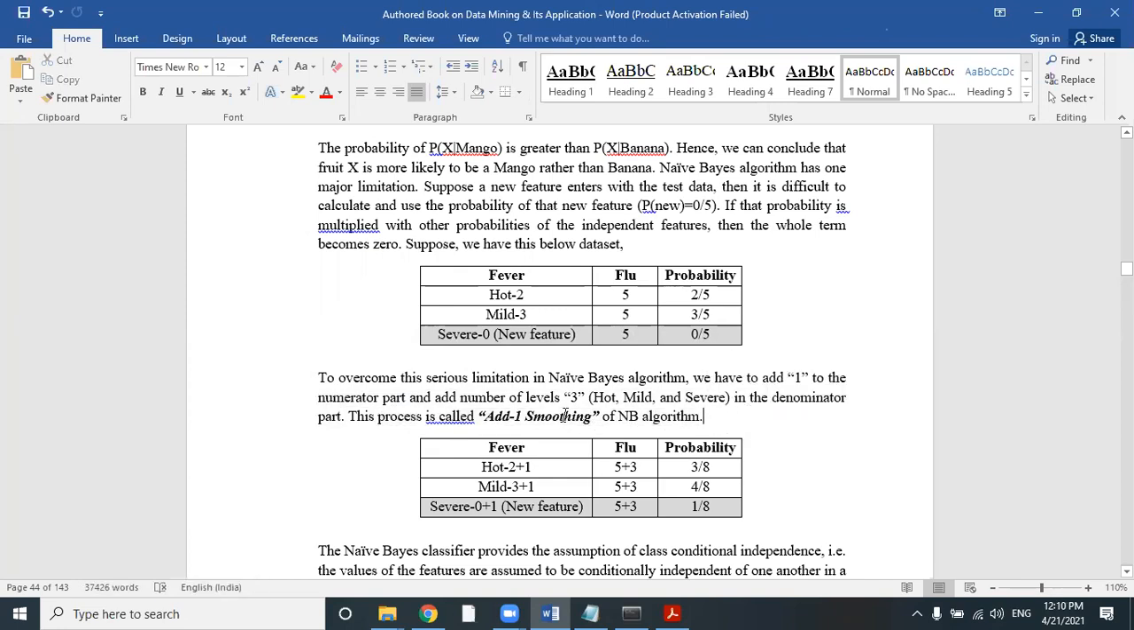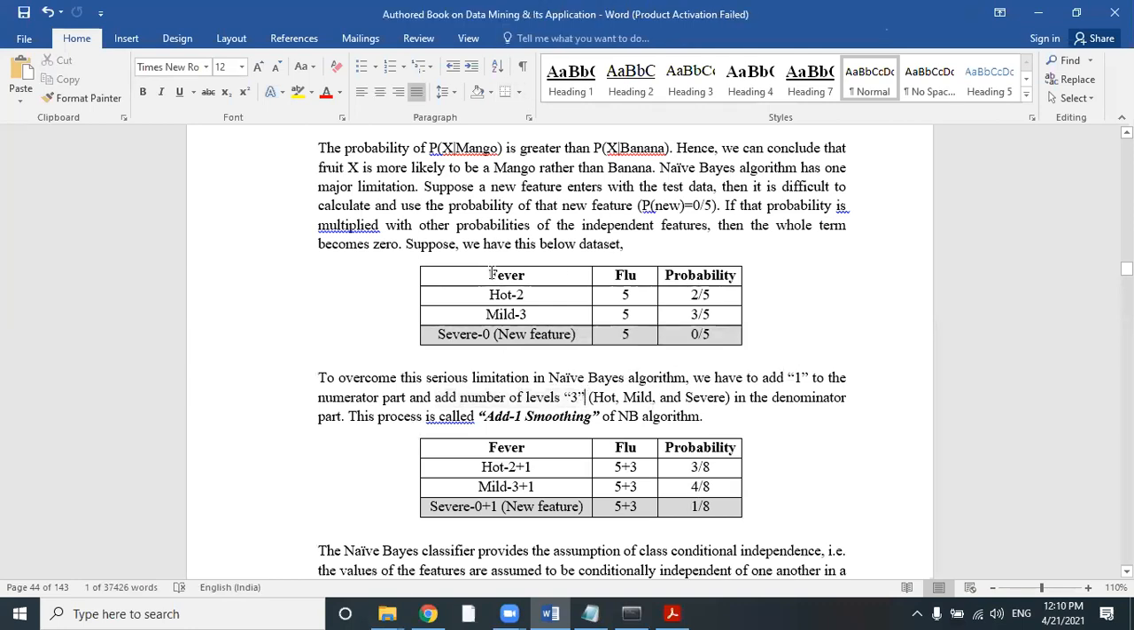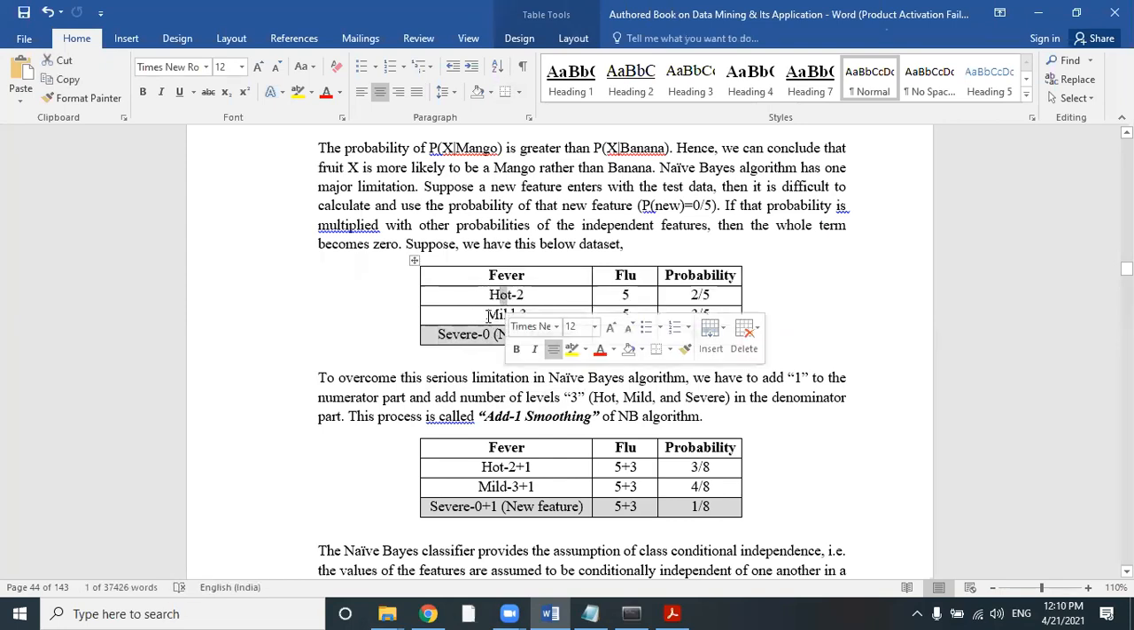What does this mean? What are we asking to add in the numerator part? 1. Look carefully. Which is the numerator part? The upper part. So we will add 1: 2 plus 1, 3 plus 1, 0 plus 1. So 3, 4, 1. Okay. And we add 3, that is the number of levels. What is the number of levels? Hot, mild, and severe. These 3 are the target classes, or the number of levels.